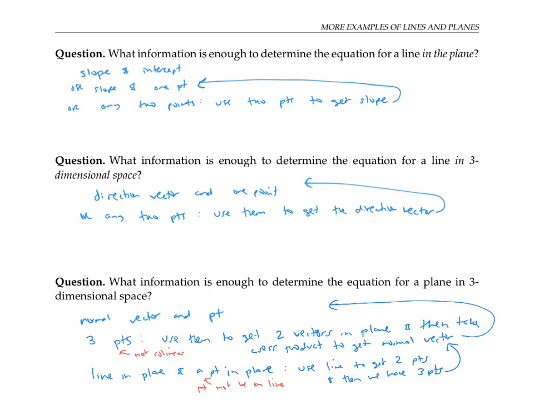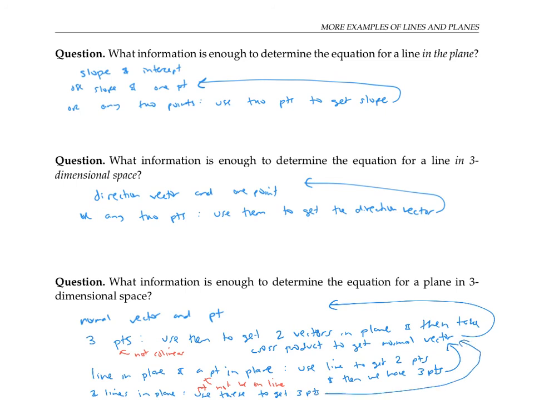So one other way you can get an equation of a plane sometimes is from two lines in the plane. And again, you could use this maybe to get 3 points. And then you're back to this situation.